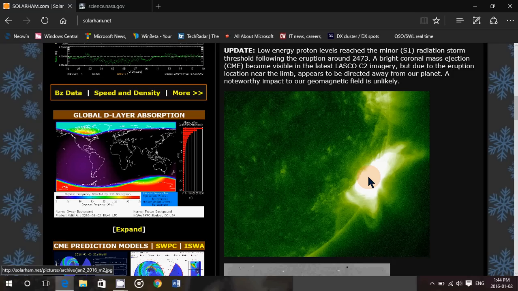And that happens very quickly. That effect is direct, 8 minutes after the solar flare, because it goes at the speed of light. So usually, 8 minutes after a solar flare, the sunlit side of Earth will have a deep absorption, because it actually destroys part of the ionosphere.